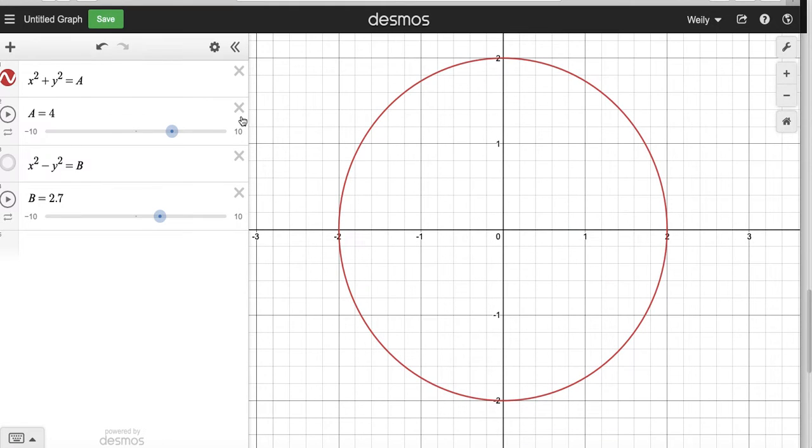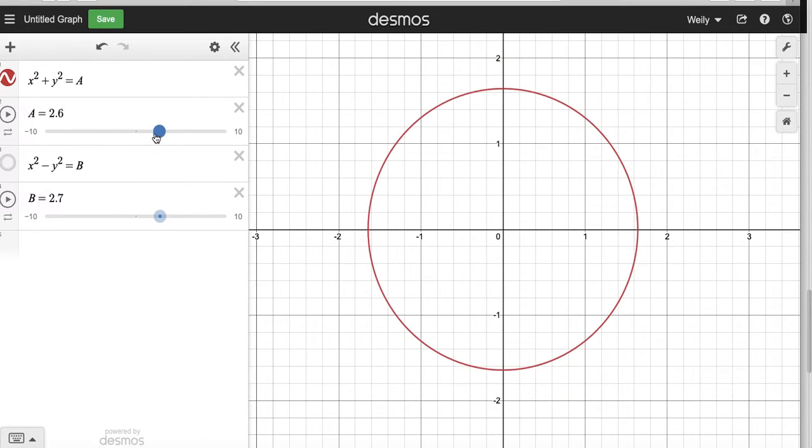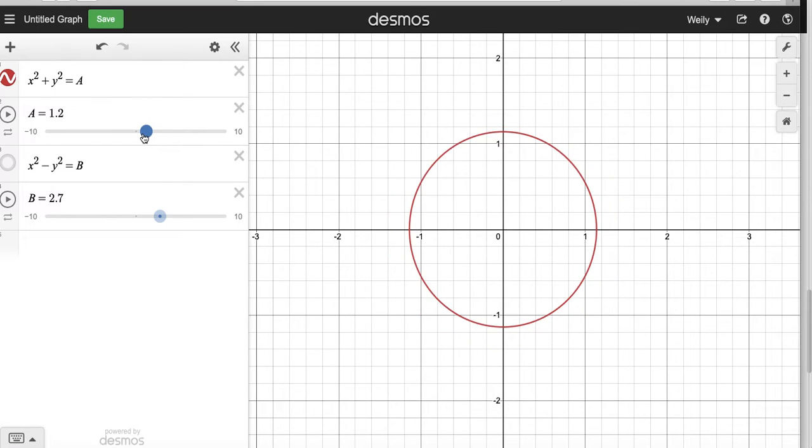As I make the constant equal to 4, we can see that the radius is going to be 2 in each direction. And if we go to 1, we end up with a radius of 1. And as we go to 0, we end up with a radius of 0, so no circle appears. And then as we go into the negative, nothing shows up because x squared plus y squared equaling a negative number is not possible with real numbers.